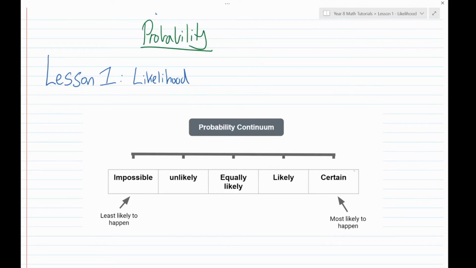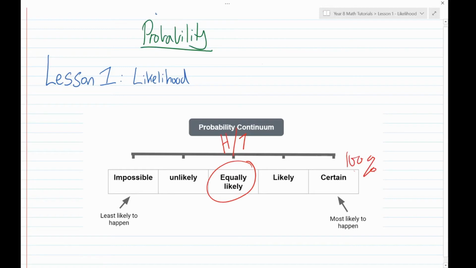Let's say we flipped a coin, and we could get heads or tails. The likelihood that we get a tail is equal to the likelihood that we get a heads. It's a 50-50 chance. So we would call an event like that equally likely. On the far right end of the spectrum, well, it's just we've got the word certain. Certain means 100% probability, 100%.